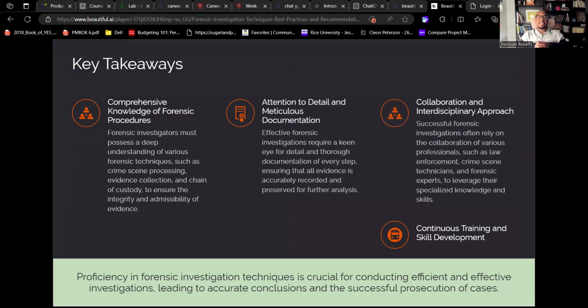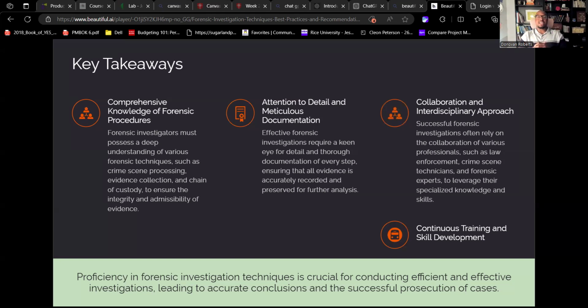So, key takeaways as we wrap up here. Again, comprehensive knowledge of forensic procedures. That's going to be a major thing. With digital forensics, that's not an entry level thing. It takes years to understand the procedures and make sure you're following them properly. Of course, having attention to detail and being meticulous with documentation, chain of custody, making copies of things, pretty much recording each and every step you take in your investigative process.